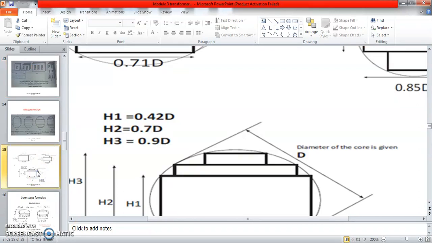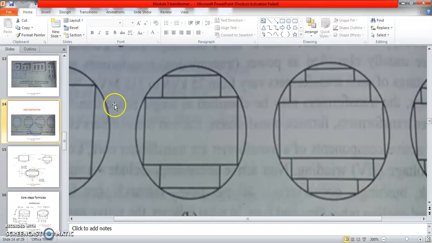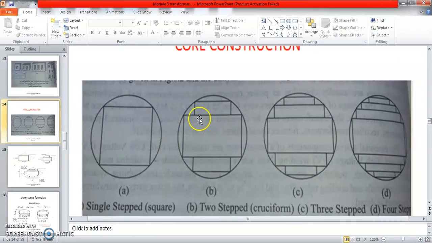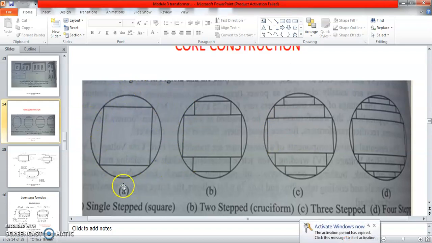Just have a look at these different step cores. This is a single step core, this is a two step core, also called cruciform. This is a three step core and this is four steps. Single step, two step and three steps are there as per your syllabus. For the single step core, this is the core diameter, which the transformer core specification gives, and you have to find this length. Stampings made of silicon steel will be there. What is this distance? This is A, an exactly square box.